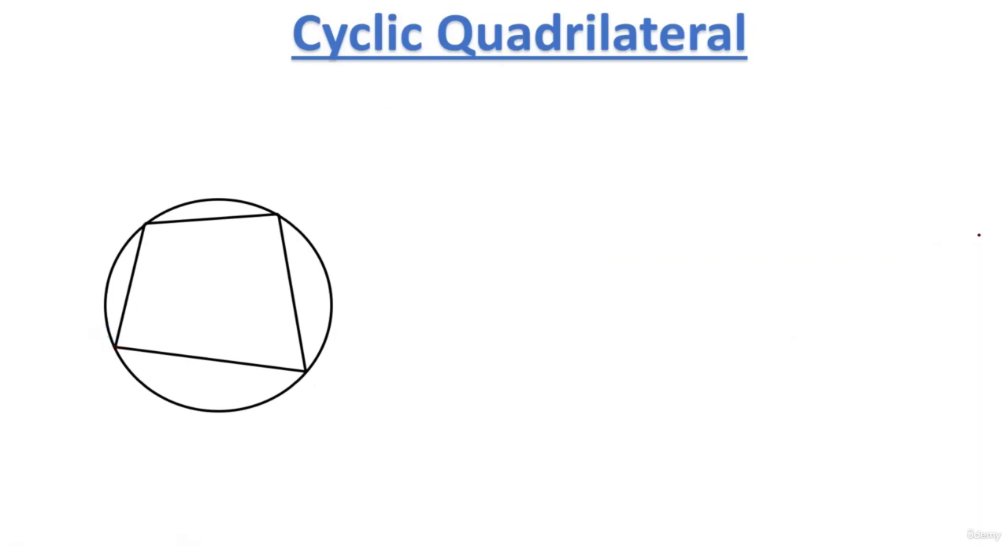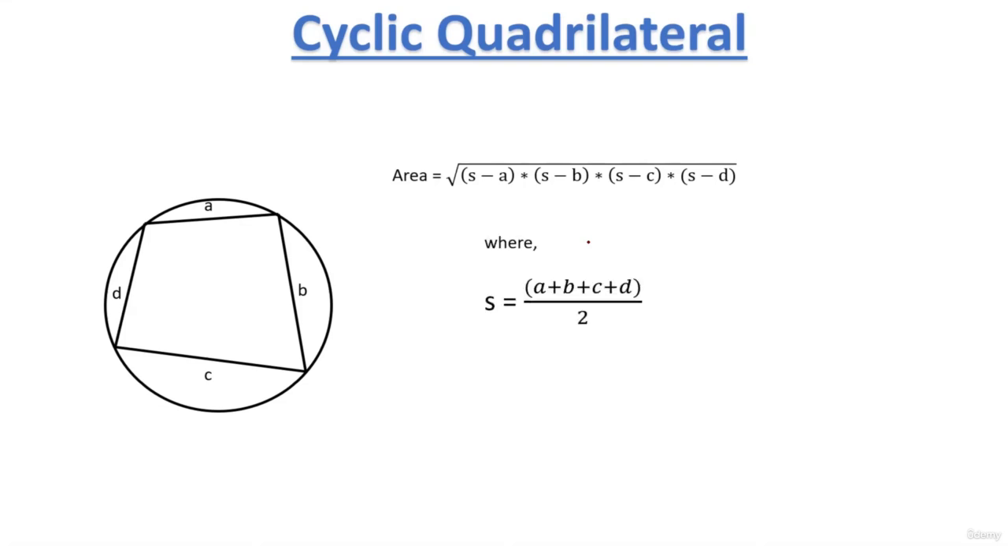The next part is the area of a cyclic quadrilateral. Given the four sides of the cyclic quadrilateral as a, b, c and d, you can find the area as the square root of (s minus a)(s minus b)(s minus c)(s minus d), where s is the semi-perimeter. This is called the Brahmagupta formula. I think Heron's formula has been derived from this. The area is the square root of (s minus a)(s minus b)(s minus c)(s minus d), where s is (a plus b plus c plus d) divided by 2, the semi-perimeter.